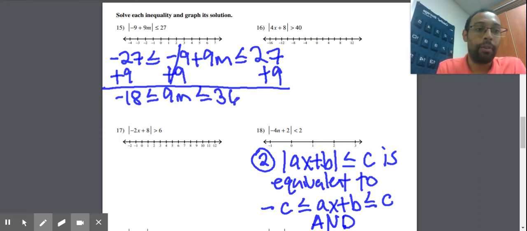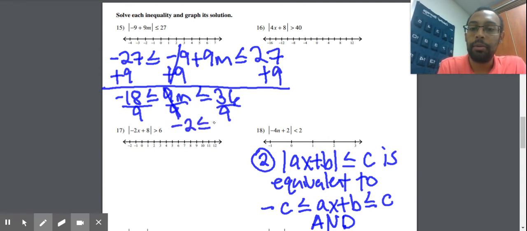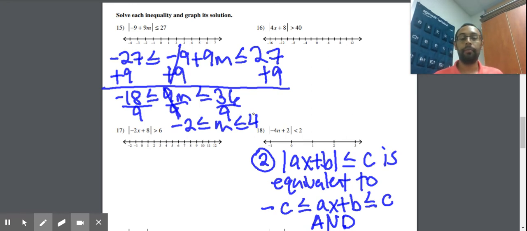And now to solve for m, I divide everything by 9. So that means I divide to the left and I divide to the right. And so I have negative 2 less than or equal to m less than or equal to 4. And there you go. You know what you're going to graph. You're going to graph everything between -2 and 4.